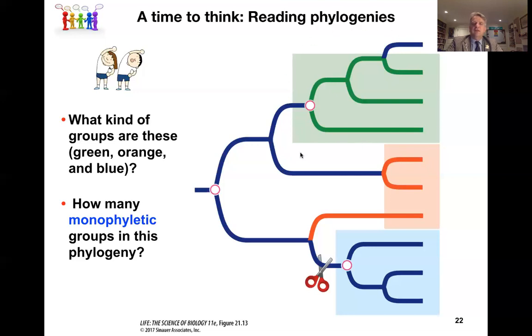Here we have the sixth monophyletic group, the seventh, the eighth, I'm sorry, I double counted one. Let's do this again. There are 9. 1, 2, 3, 4, 5, 6, 7, 8, 9. 9 monophyletic groups. Let's do that one more time. 1, 2, 3, 4, 5. The whole one is 6, 7, 8, 9. 9 monophyletic groups.